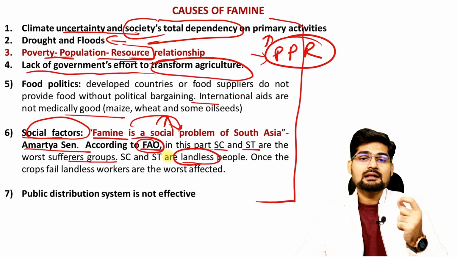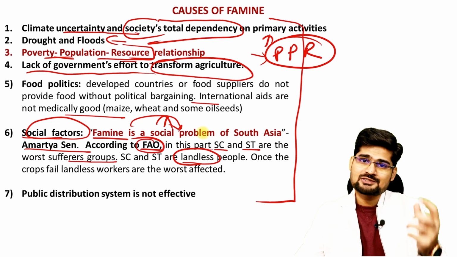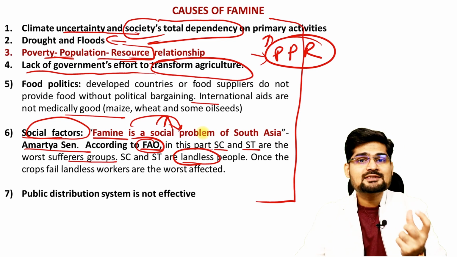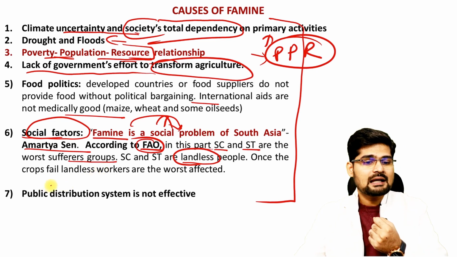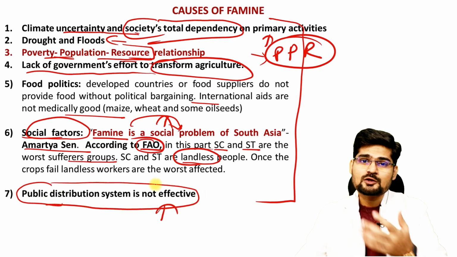Extreme poverty, and there is no purchasing power there. So extreme poverty, then extreme hunger is connected to it. So that's where famine-like situation comes in. And then the public distribution system, which is not effective. It has a lot of problems.